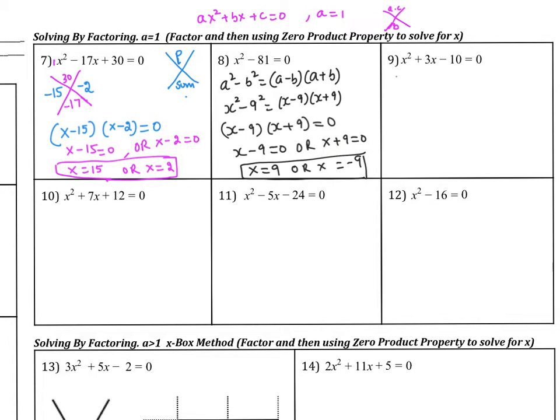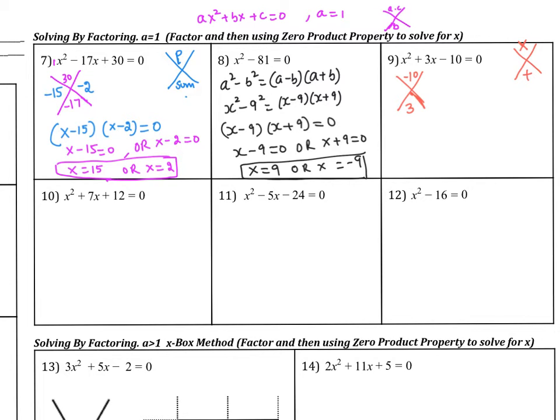For number 9, the cross means that the product, negative 10, goes on the top and the middle number, 3, goes on the bottom. So we need two numbers. When we multiply, we get the top number. When we add, we get the bottom number. So the product should be on the top and the sum, that is the middle number, should be on the bottom. We're looking for two numbers here. When we multiply, we get negative 10, and when we add them, we get 3.